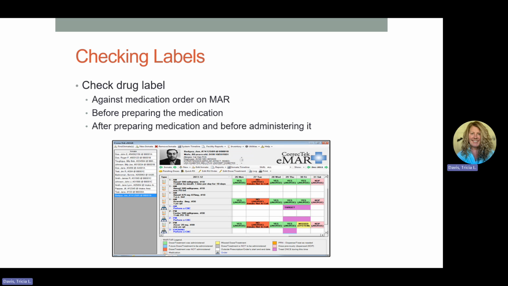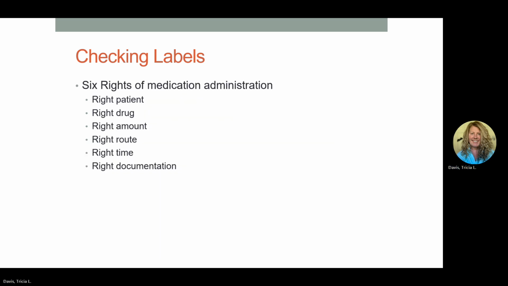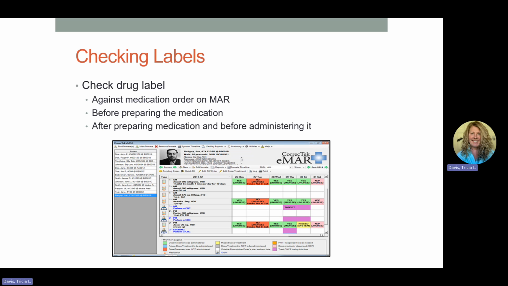We're going to do it again after we prepare the medication, and then we're going to do it again before we administer it. So we're going to do our 6 medication checks that we just talked about on the previous page. Right patient, right drug, right route, right amount, right time, right documentation. We're going to do this 3 times. The first time before we prepare the medication, the second time after we prepare it, and the 3rd time next to the patient in the room before we administer it.